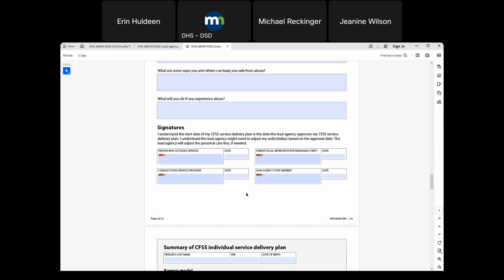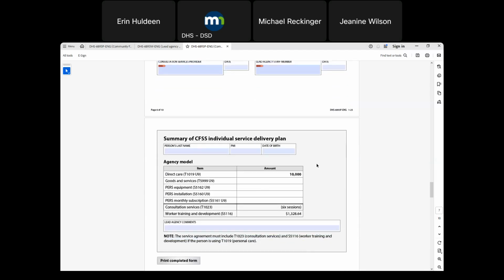We are aware that some individuals are having difficulty signing the plan directly, just based on the Adobe document itself. Some people just don't have the right Adobe version to sign the plan. And so you may see some that are not signed. Hopefully the lead agency has a different way that they're getting that signature from the individual person. But know that if the lead agency has signed the plan, it is approved. Okay. And then here is just going to be a summary of all of the various lines or items that the person will be using their CFSS units and dollars for.